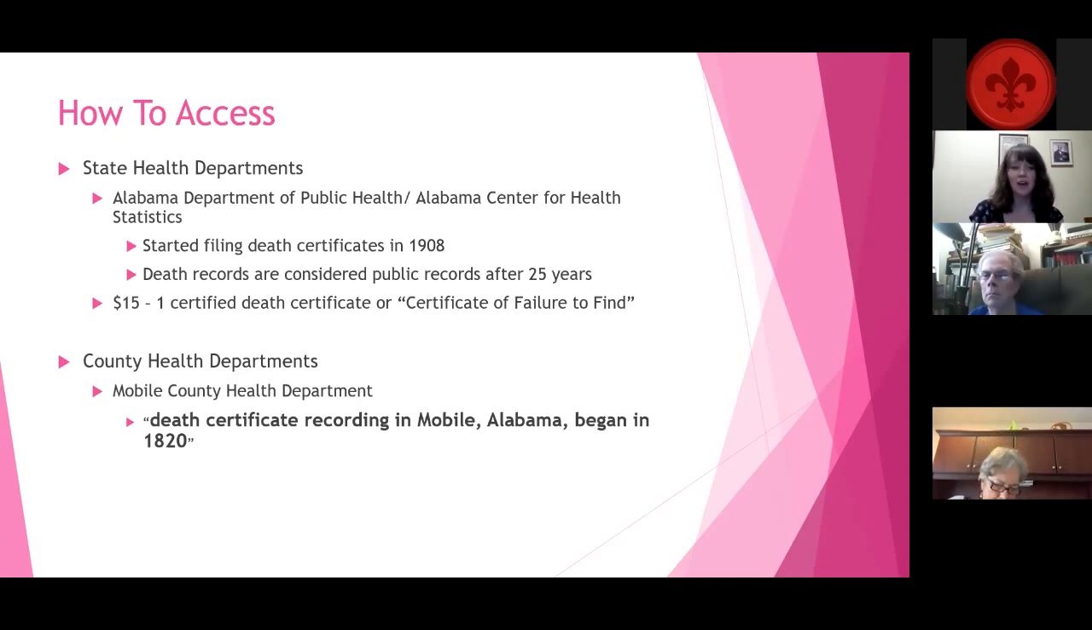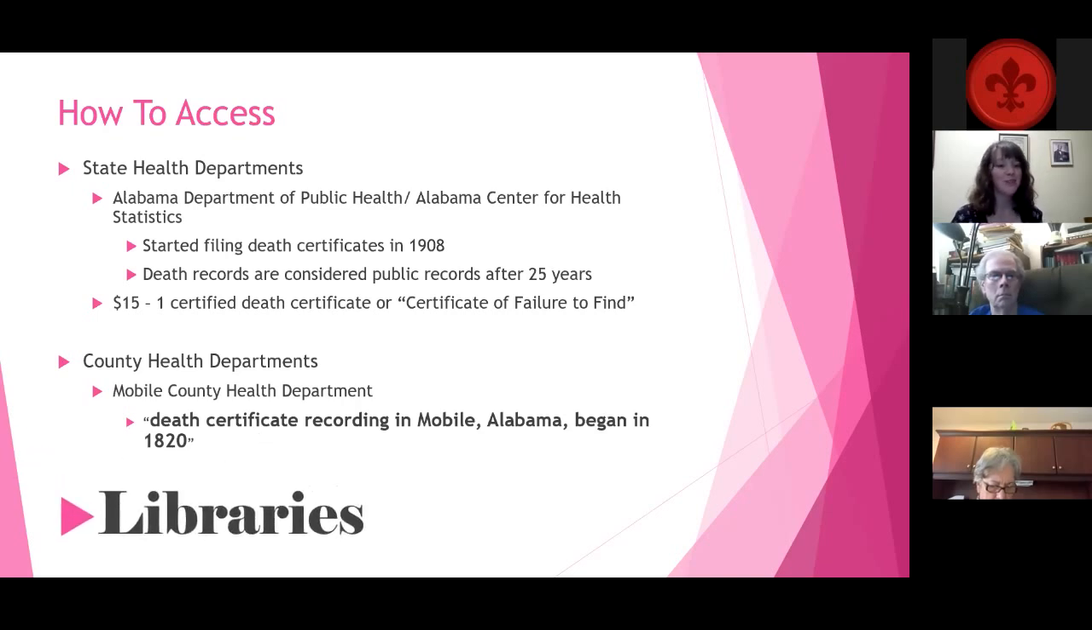On their website, you can find ID requirements, because you do have to show that you are family or related in some way if you want to get a record more current than 25 years. You can also check with the county health departments, which would have been gathering this information before it became mandated statewide. The Mobile County Health Department says that death certificate recording in Mobile began in 1820.